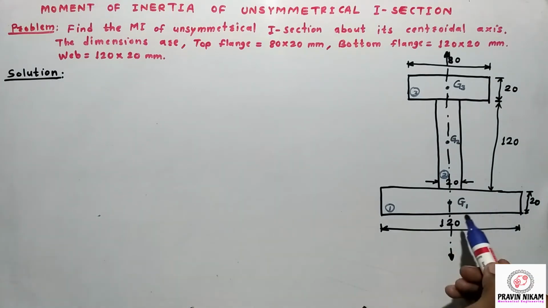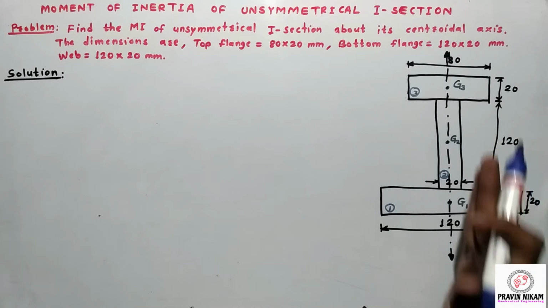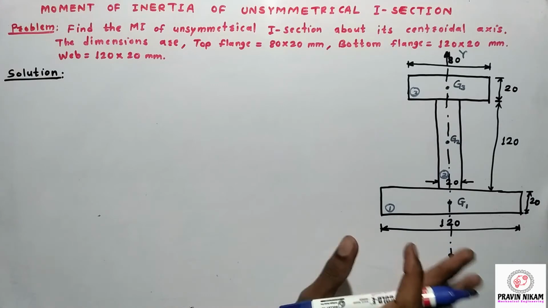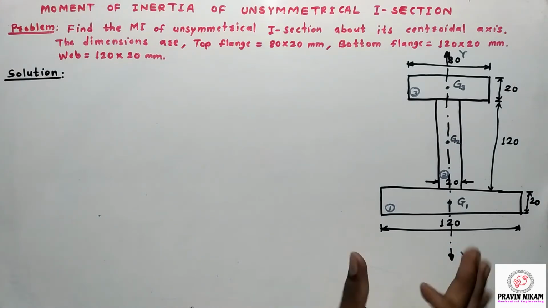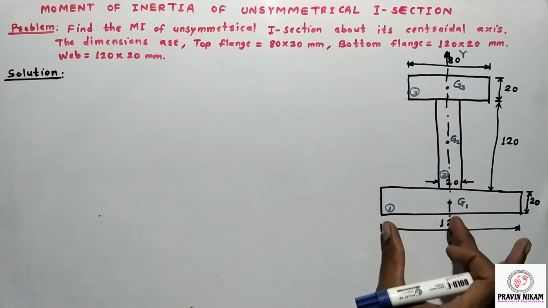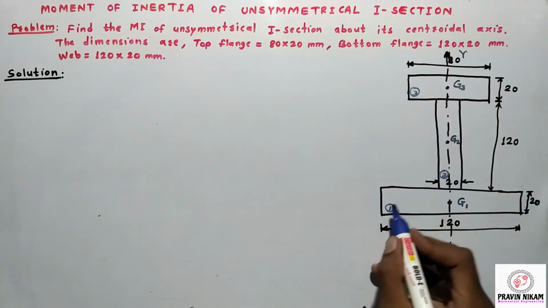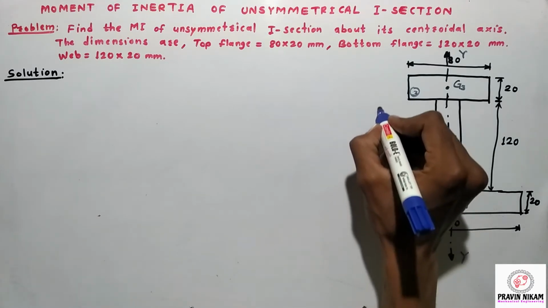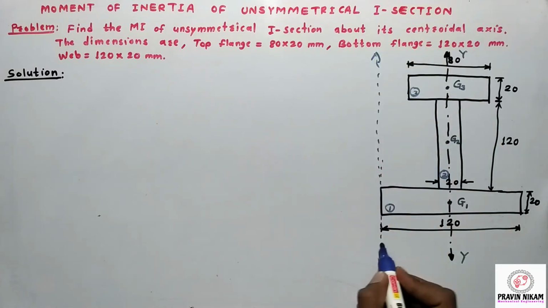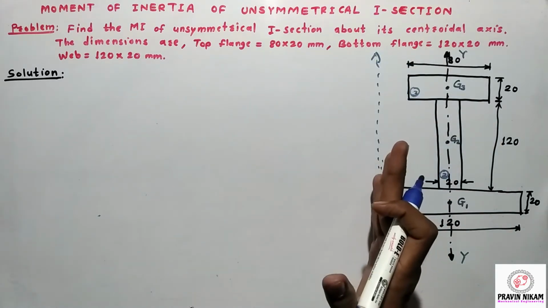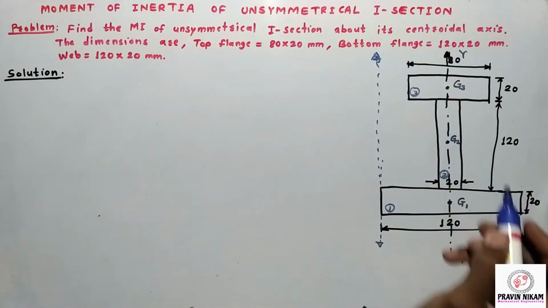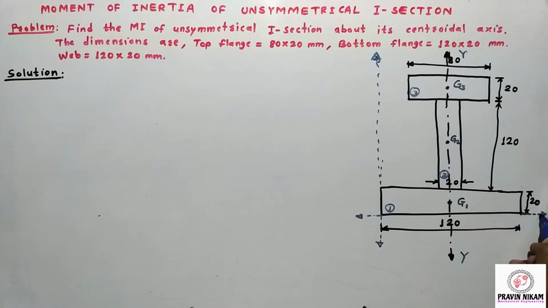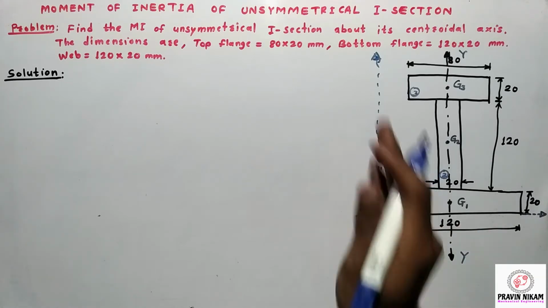Now see, G1, G2 and G3 are on the same vertical axis, therefore x bar is the same as x1, x2, x3. Now first of all draw a line at the left end of the section. So this is the left end of the section, so draw one reference line here and draw one reference line at the bottom of the section. So these two are the reference axes.